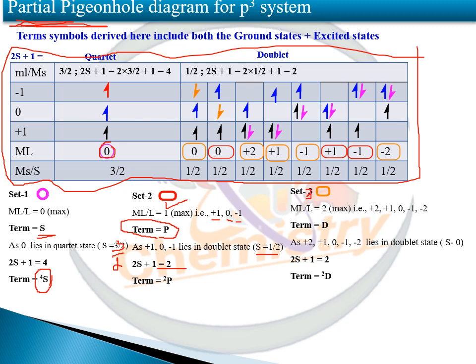Set 3. Here the maximum ml value is 2, meaning we have small ml plus 2, plus 1, 0, minus 1 and minus 2. These are small ml values. So when L is equal to 2, the term is D. As you know, this lies in the doublet region, so the spin multiplicity will be 2 and the term will be doublet D.